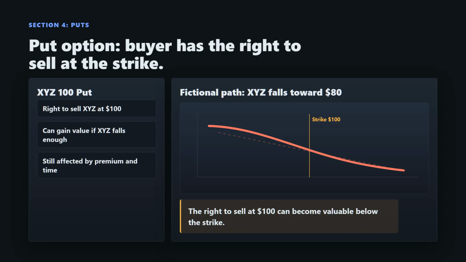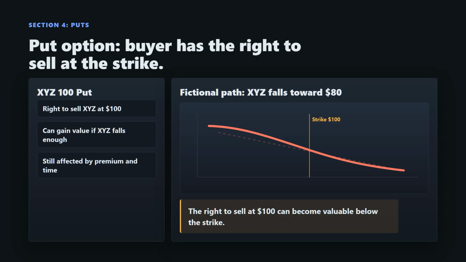When you buy stock, the main question is, where does the stock go? When you buy an option, that question is still important, but it is not the only question. Options also care about time. They care about volatility. They care about how far the strike is from the stock price. They care about the premium you paid. That is why a stock can move in the direction you expected, and an option can still disappoint you. This is not a bug. It is how the contract works.